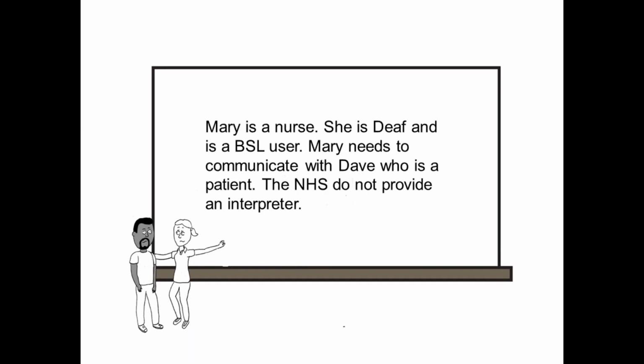In this next example, Mary is the person who is the nurse. Mary is the person with the communication needs. She's deaf and a BSL user. She needs to communicate with Dave, who is a patient, and the NHS do not provide an interpreter. Again, by no means do I want to belittle this situation, but it falls out of scope of the standard.